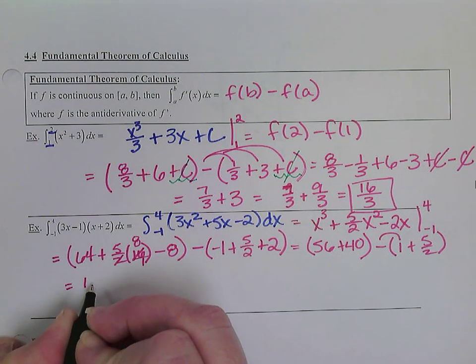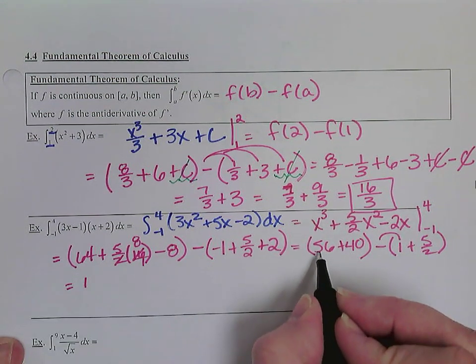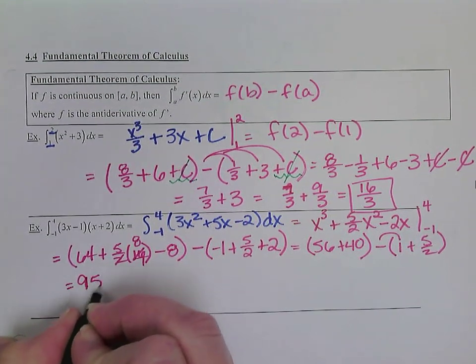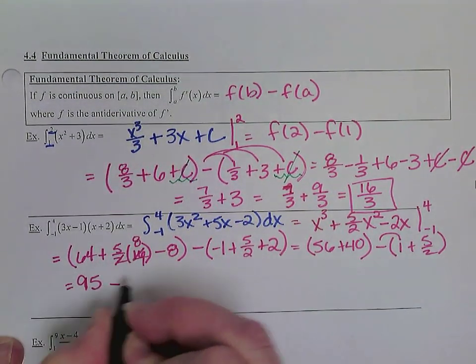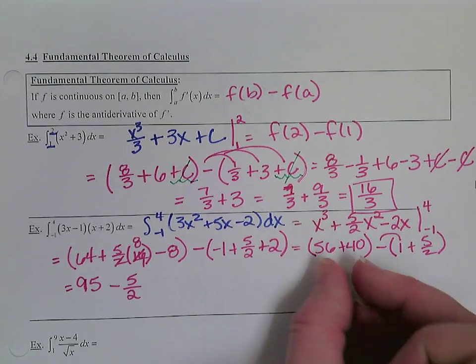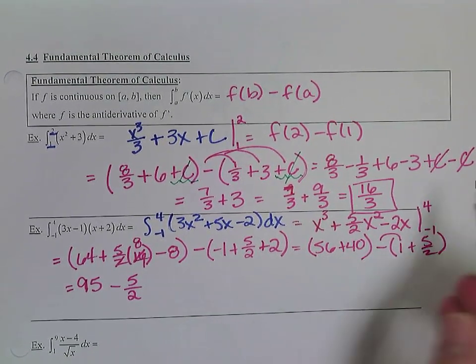96, you're right. 96 minus 1 gives me 95 minus 5 halves. Need to go to the side and do a little scratch work to see where that 95 came from. This is 96 minus 1 minus 5 halves.